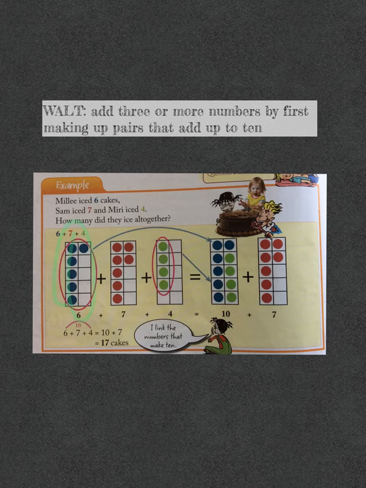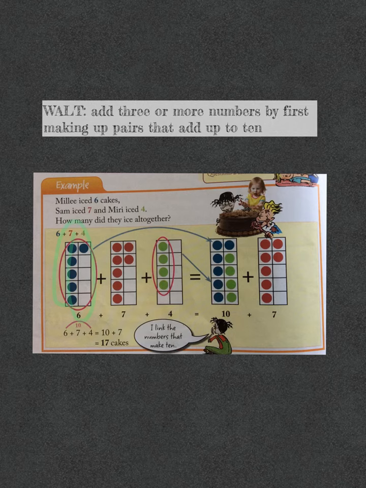So our WALT is that we're going to add 3 or more numbers by first making up pairs that add up to 10. When we have numbers and we round them up so that we're adding in tens, it makes adding so much easier. So our example today is that Millie iced 6 cakes, Sam iced 7 and Miri iced 4. So how many did they ice altogether?